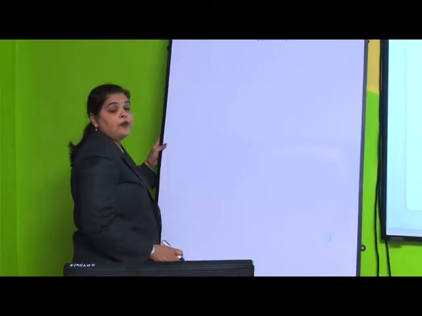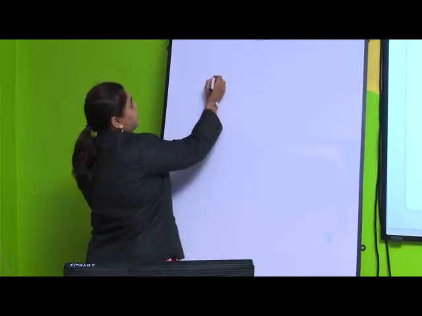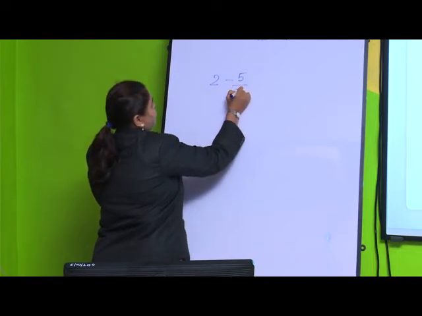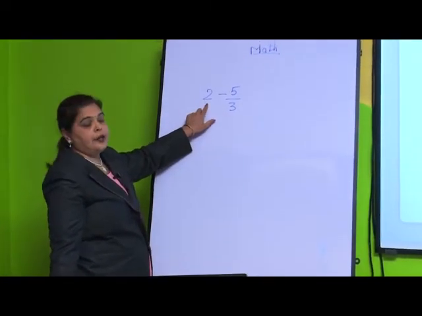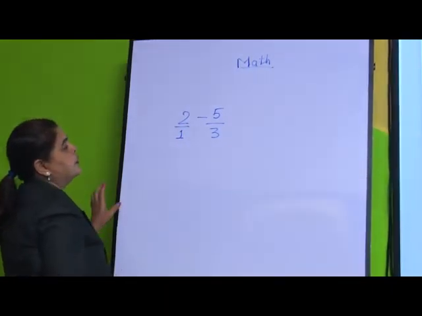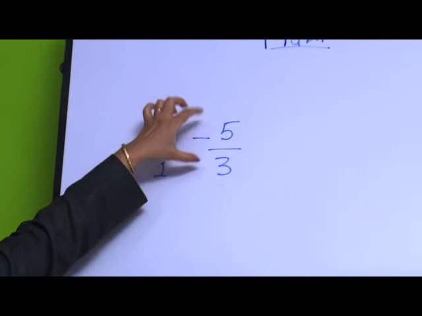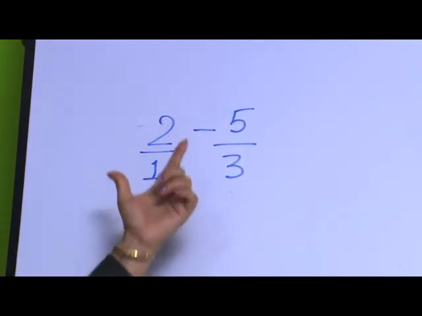Okay students, we will have different types of operations with a whole number and fractions. One of the examples I will try to solve here is 2 minus 5 upon 3. This is a whole number. We don't have any denominator, so we have to suppose it is 1. So now it is a fraction, a fraction being subtracted from another fraction. Now you can say that these two fractions are to be subtracted.